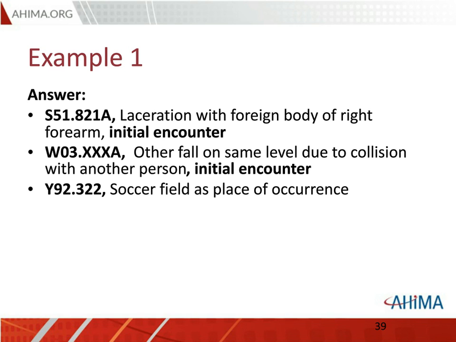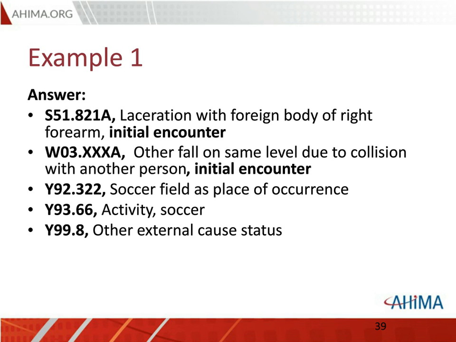Why 92.322? What was he doing? Playing soccer. Why 93.66? And then who is he? He's not working. He's an 8-year-old child. He's not in the military, and so we'll go with other external cause status. And you can find that under your external cause index under recreation or sport, not for income or while a student, and it gives you the Y99.8 code.